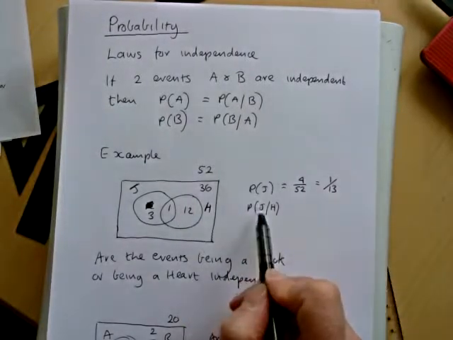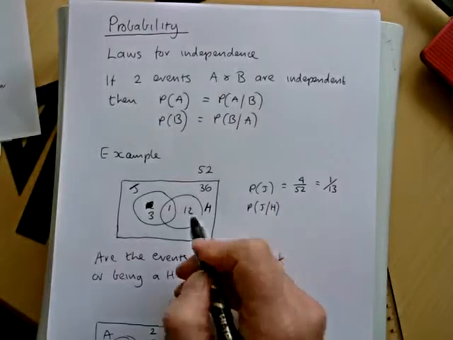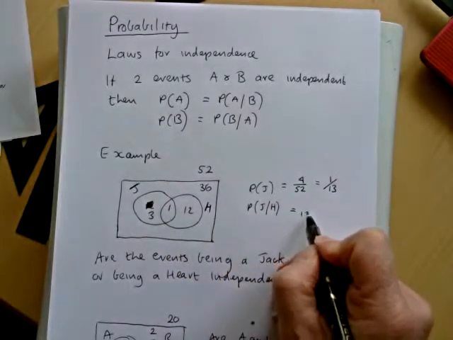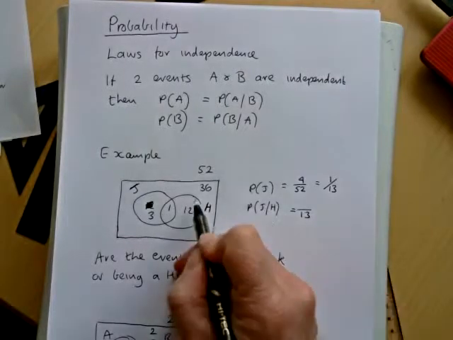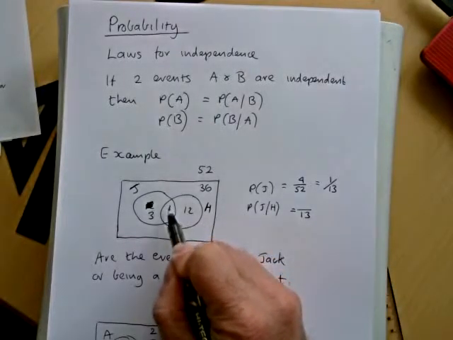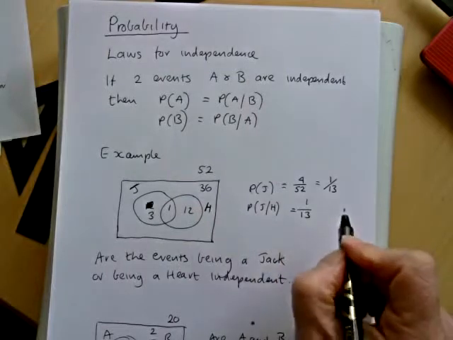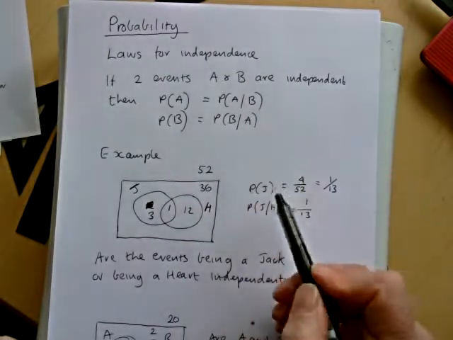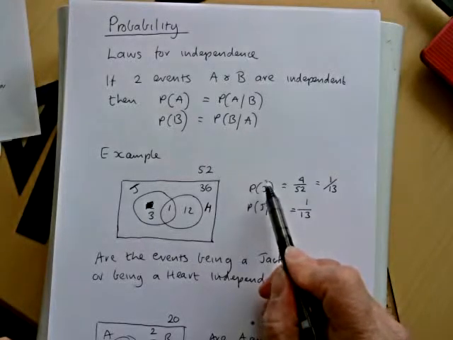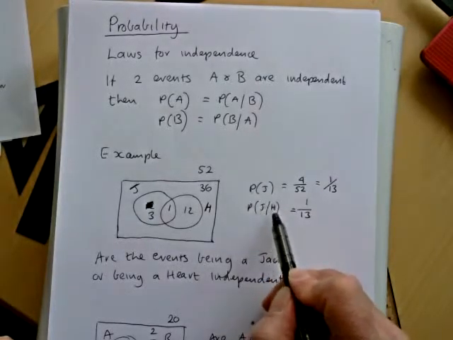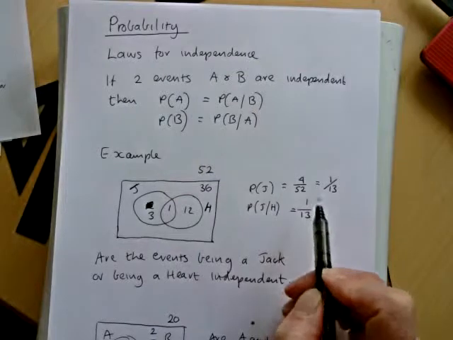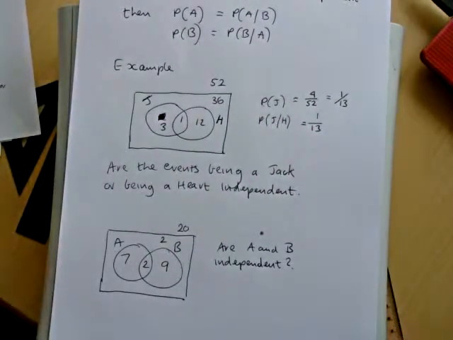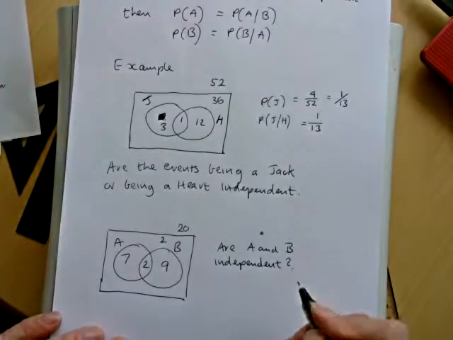So the probability that I'm a jack given that I'm a heart, well, if I'm a heart, then there's 13 hearts, and one of those cards is a jack, so it is 1 out of 13. So you can see that the rule above has been satisfied. The probability that I'm a jack is exactly the same as the probability that I'm a jack given that I'm a heart. So let's go on to another problem and see whether the events A and B are independent.